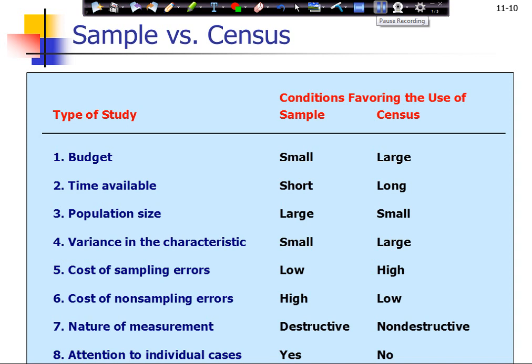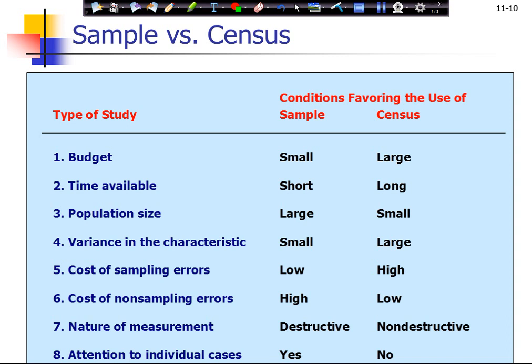The third criteria is population size. Whenever the population size is large, then we must go for samples. Whenever the population size is small, then census would be the most apt option. That is, whenever we have large population to be surveyed, it is very difficult to reach out to each and every respondent. At that time, we must select a subset of population, which is called sample, which is a representative of all the characteristics of population.